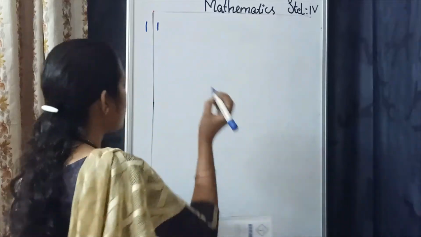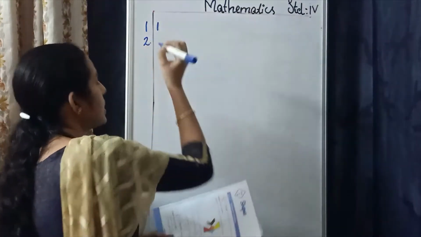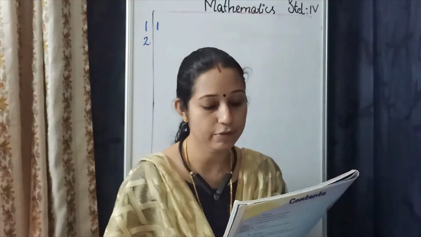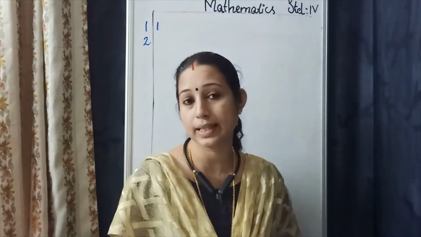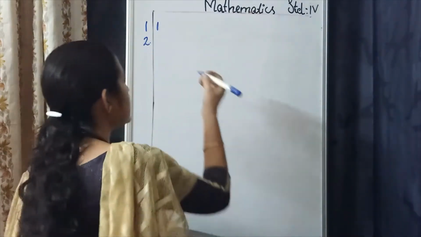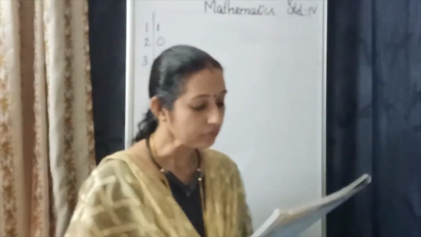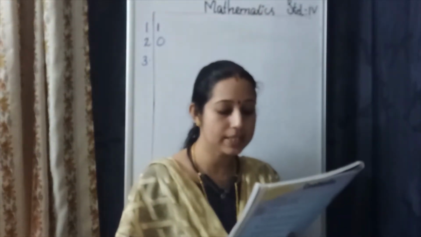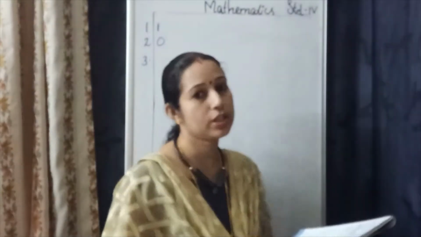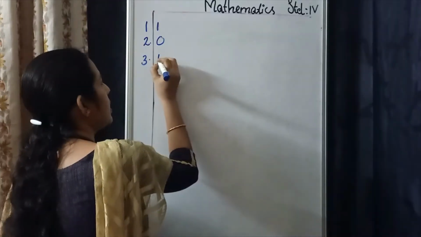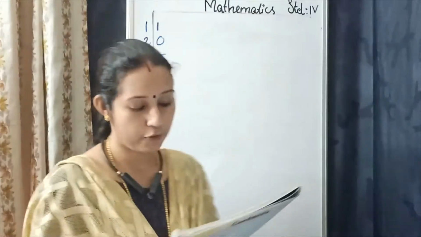Next, the number of circles. Question number 2. The number of circles in the given figure. There are no circles in the diagram set. So the answer is 0. Question number 3. The number of triangles in the given figure is. So there are 5 triangles in the diagram set. So the answer is 5.